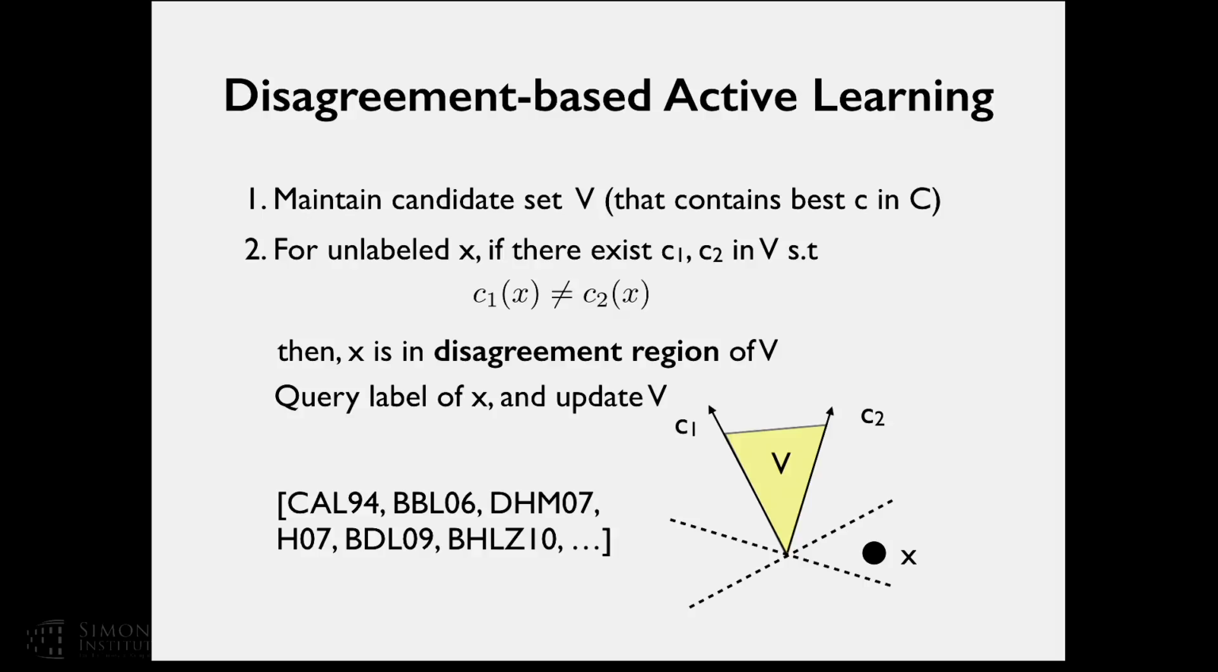And let me also give you a very quick overview of disagreement-based active learning. The main idea here is that you maintain a candidate set V of classifiers that contains the best classifier in C. And your unlabeled data comes by one after the other. If an unlabeled data point X comes by, and there exist two classifiers, C1 and C2, in your candidate set that differ on its label, then X is in the disagreement region of V. And then you query the label of X, and you update V accordingly. So as unlabeled data comes by, if there is some disagreement, then you query the label, and based on the label, you keep updating V.